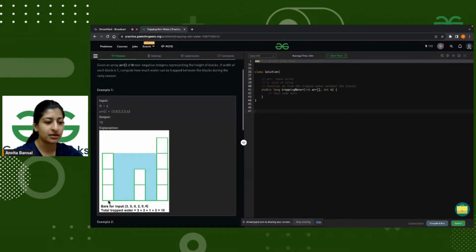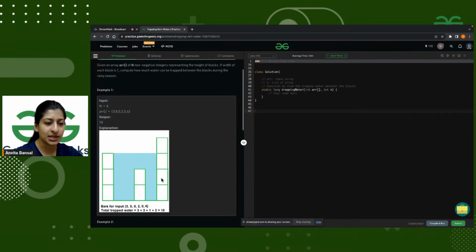So this is the building at 0th index in the array whose height is 3. The next building to it is of 0 height. The next to it is of 0 height. The width of each building can be considered as 1 unit each, that is fixed. Then the next building is of height 2, and next to it is of height 0, and next to it is of height 4.